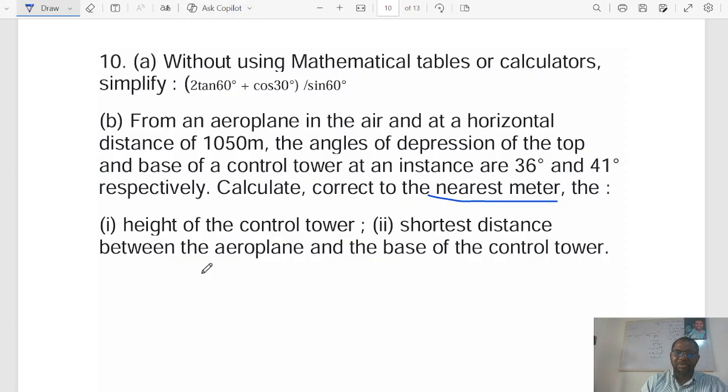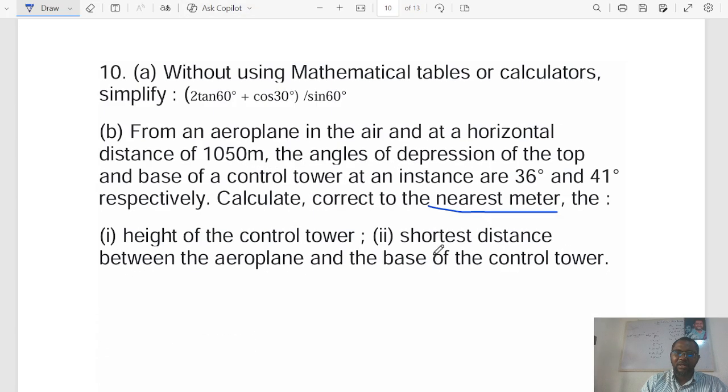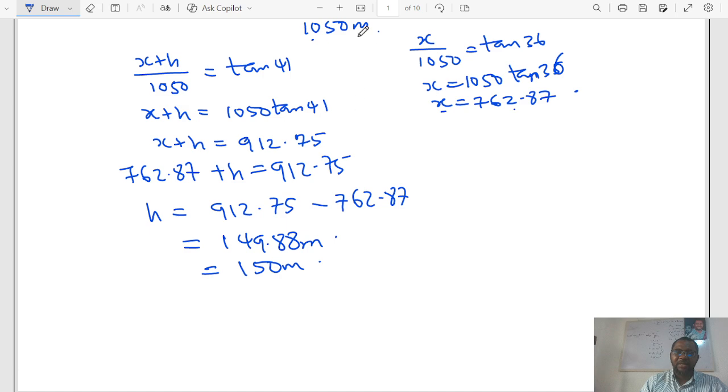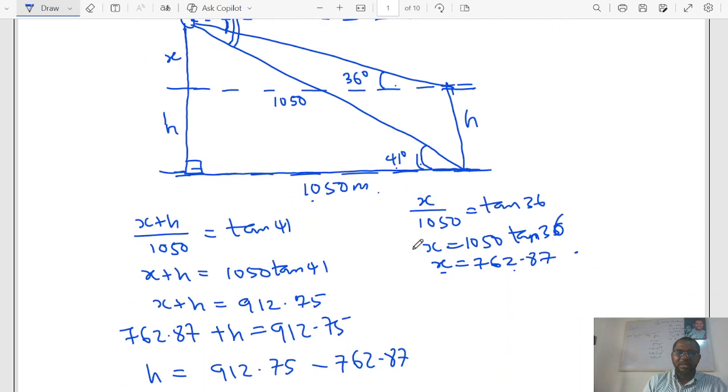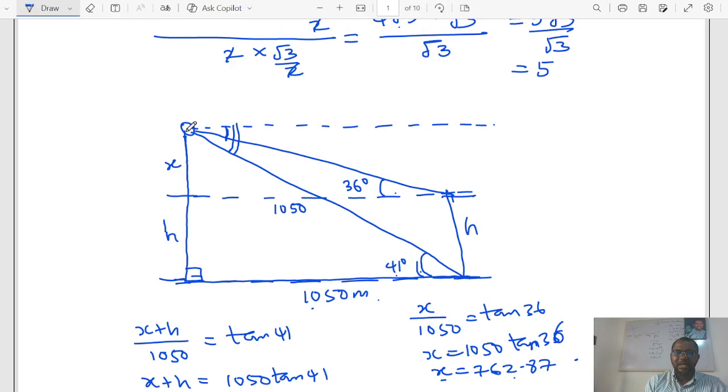The shortest distance between the airplane and the base of the tower. Okay, so this is the airplane. Let's go back to the diagram. This is where the airplane is, and this is the base of the tower here. This is the shortest distance here. This one here, let's call it M. Now, if you notice, M is the hypotenuse, while 1050 is adjacent to 41, because M is the shortest distance from the plane to the base. Okay, so M is hypotenuse, 1050 is adjacent.